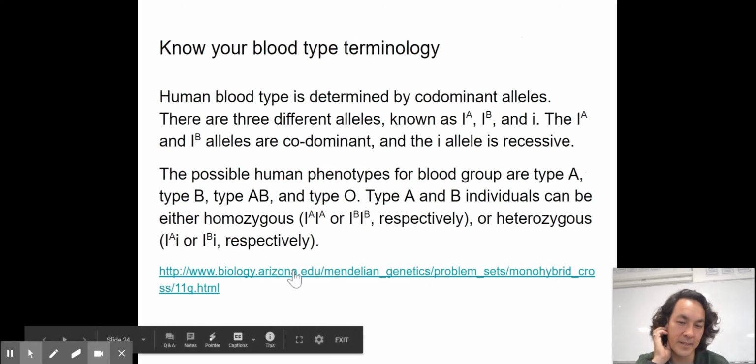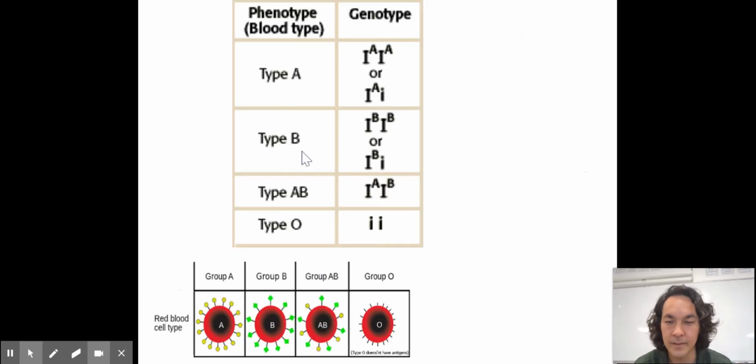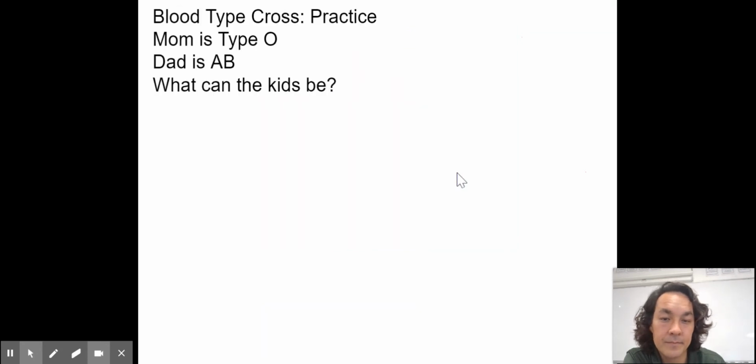Here's a cool problem set from the University of Arizona. And so here is type O. Type O is not going to have that marker, right? And so AB is showing that codominance. You can be heterozygous or homozygous for type A or B blood. And that's pretty cool. So two heterozygous Bs, if you were to cross them together, could have an O baby.